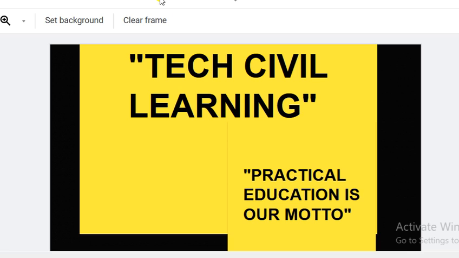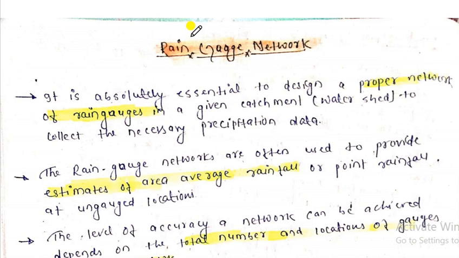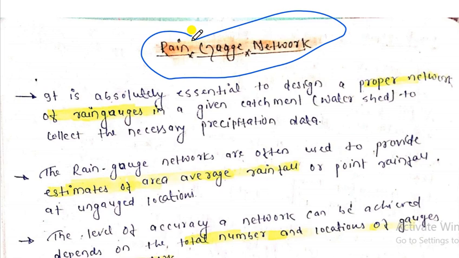So let's start. Today we'll deal with the rain gauge network. As you know, we have already discussed the rain gauge: the measurement of rainfall, and the different types of rain gauge used for the measurement of precipitation and rainfall. In the same way, we'll discuss rain gauge networks.